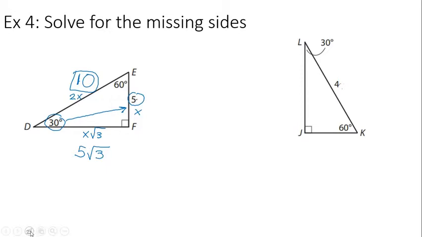Okay, so the next one over here, we know we have the 30 right here. So across from the 30, this is x. This side over here is 2x, and this is x square root of 3. So that's 2x. 2 times 2 gives us 4, so that means that this side here is 2, which means this side over here is 2 times the square root of 3.